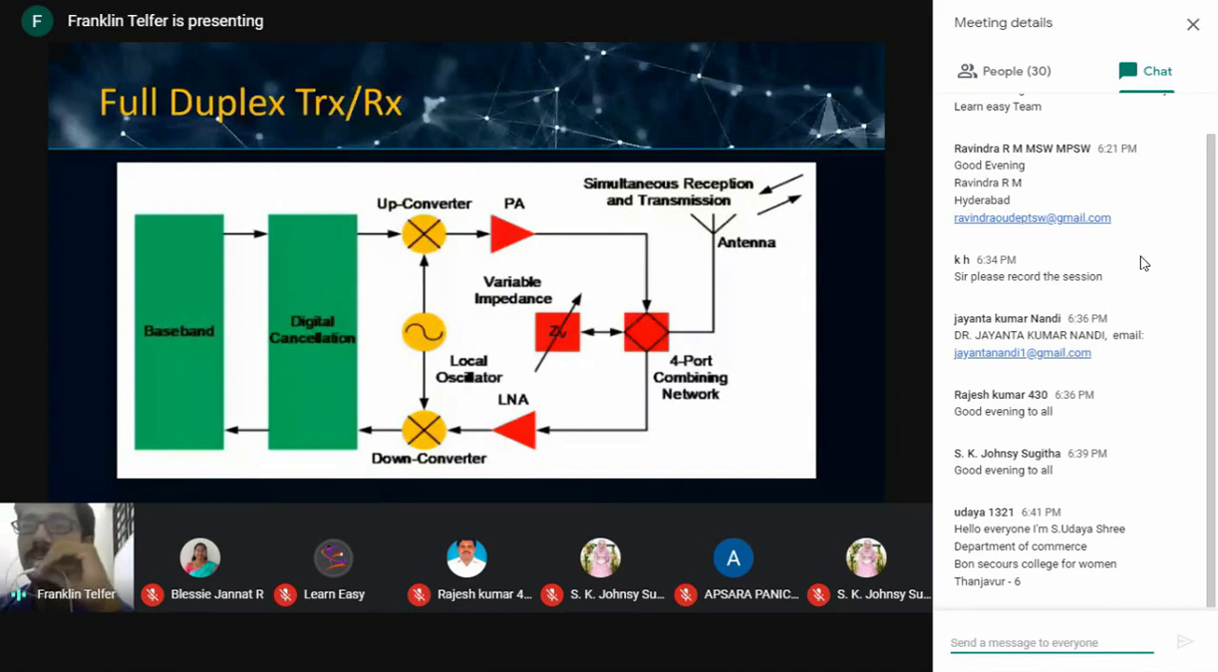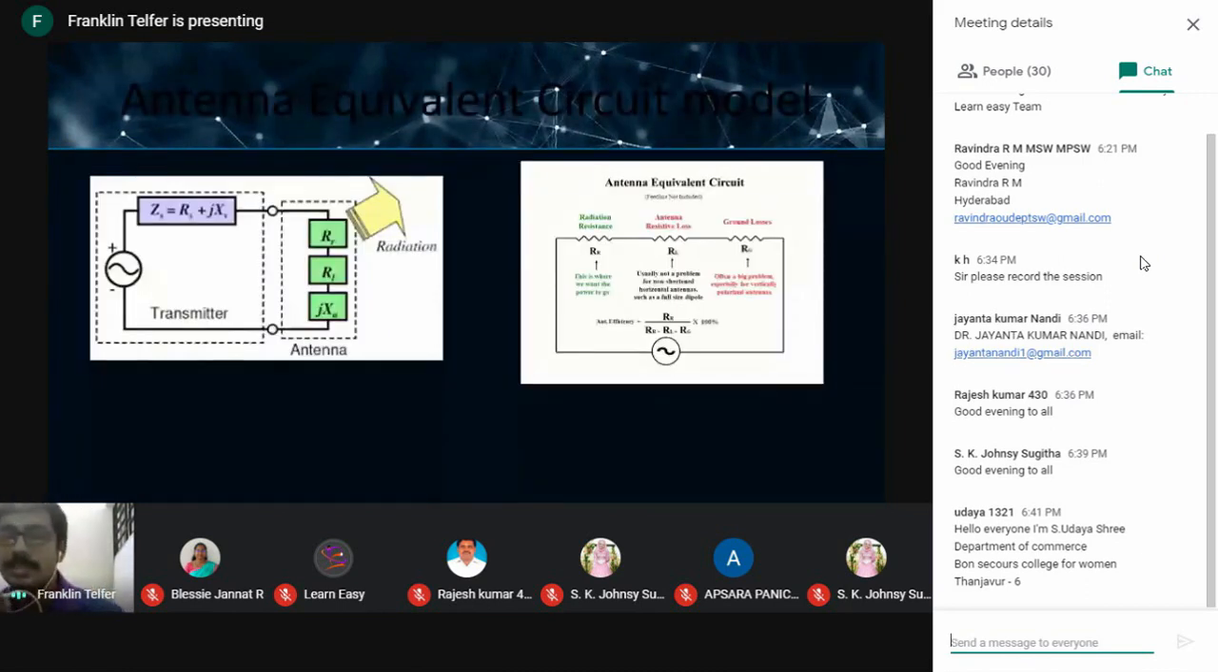So, antenna equivalent circuit model. How do you convert an antenna to a circuit? Here on the transmitter side, you have a cable, which is a guiding medium, and a generator. The cable has an impedance, considered as R plus jX reactance. If you go and buy cables in our shop, they are 50 ohms. You can see it printed on the wire.